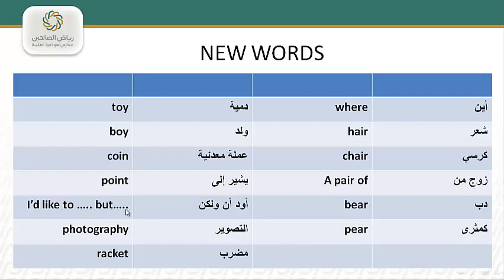I'd like to but أود أن ولكن. I'd like to but photography, racket, again toy, boy, coin, point. I'd like to but photography, racket, where, here, chair, a pair of, bear, and pear.